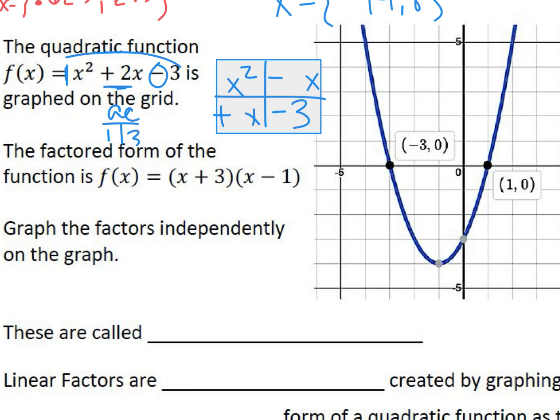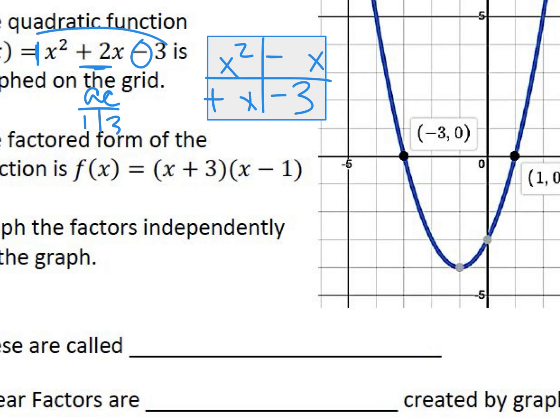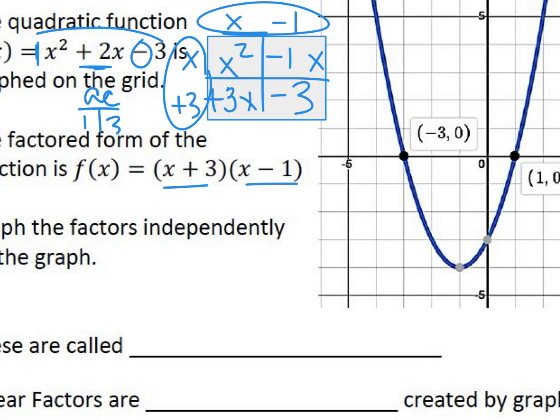Well, the only factors of 3 are 1 and 3. And if I need a positive 2, is my 3 or my 1 positive or negative? Which one is going to be positive if I need a positive 2? Is it 1 minus 3 or is it negative 1 plus 3? If I need a positive, my bigger number needs to be positive. And then we talked about way back, you can take out a GCF. X times negative 1 is negative 1x. X times 3 is 3x. So here are our linear factors. Okay, so that's how they got that. You guys have done that.